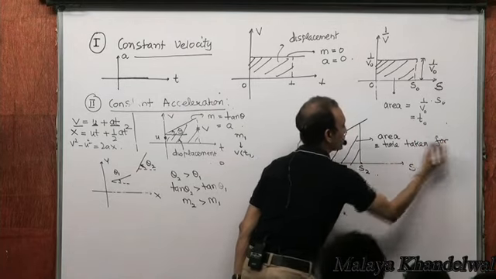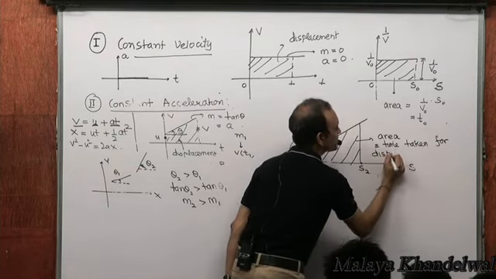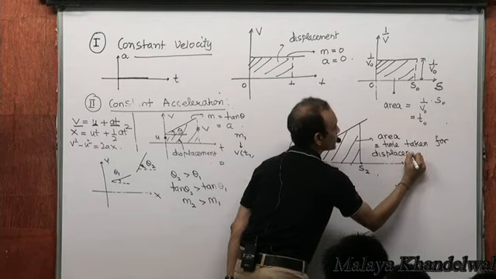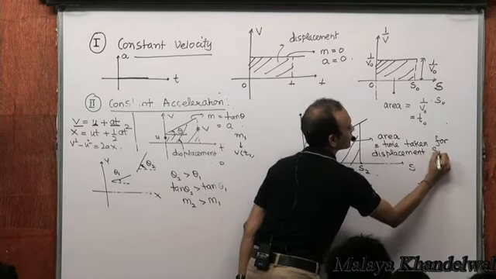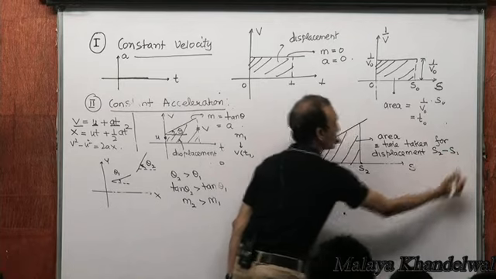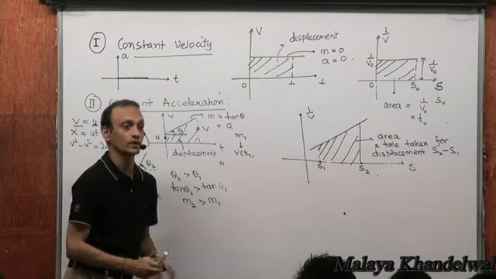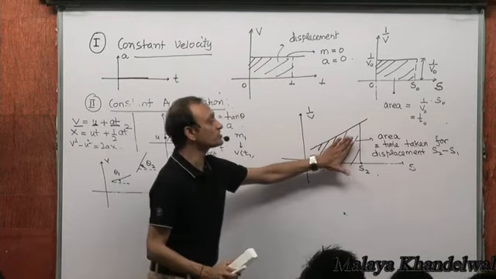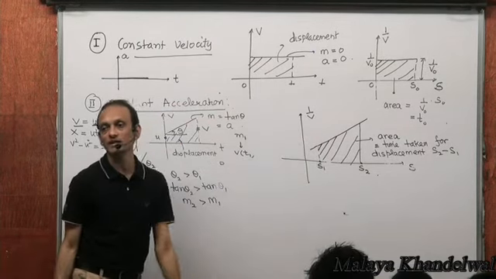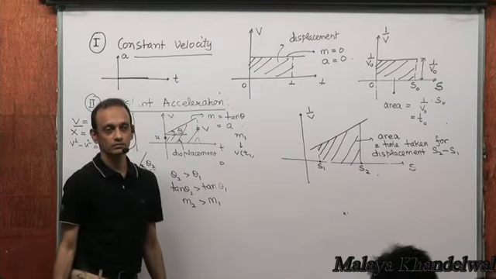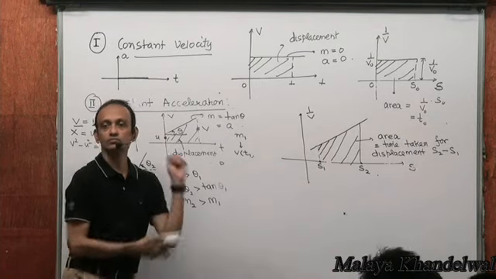for displacement. What's the net displacement? S2 minus S1. This area will always give me the time taken for displacement S2 minus S1. Yes or no?